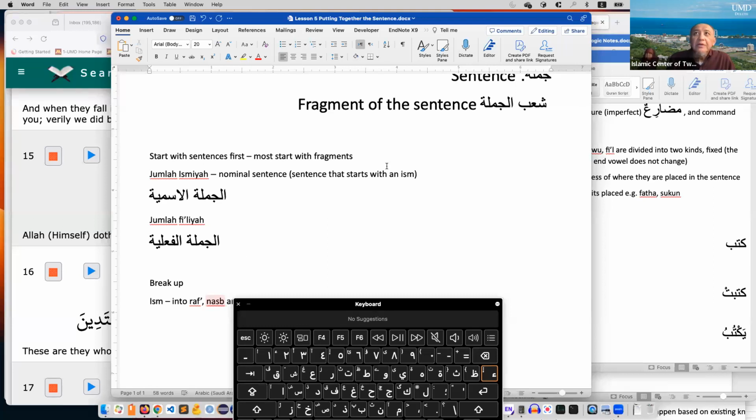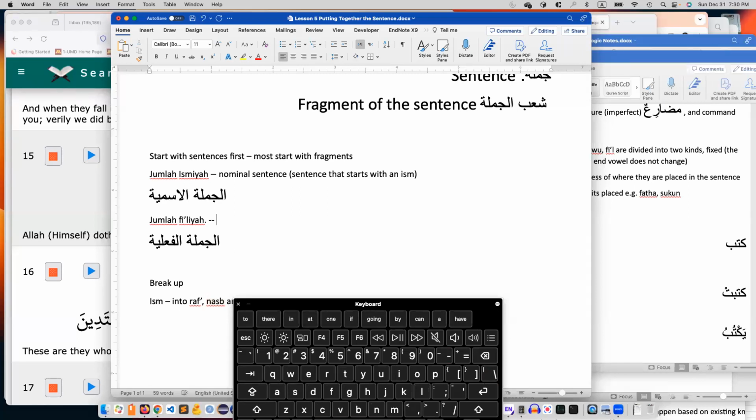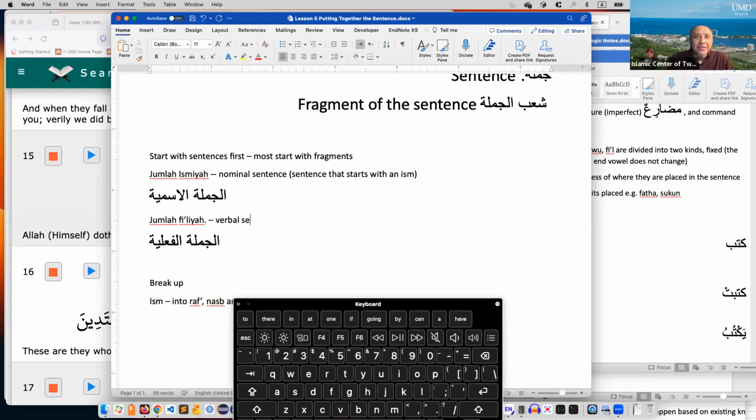So jumlah fi'liyatu, you can guess what this is. What do you think the other kind of sentence is? A sentence that starts with a fi'l. That's right. It's like a verbal sentence, a sentence that starts with a fi'l. There we go. All right. Now we need to add one more to this.